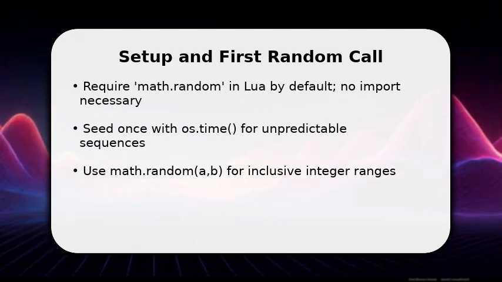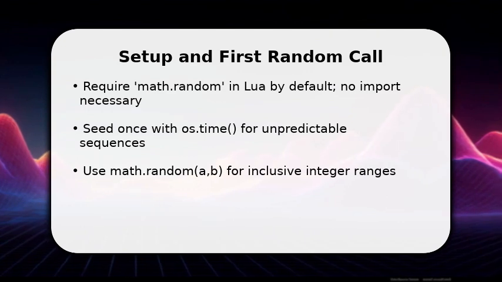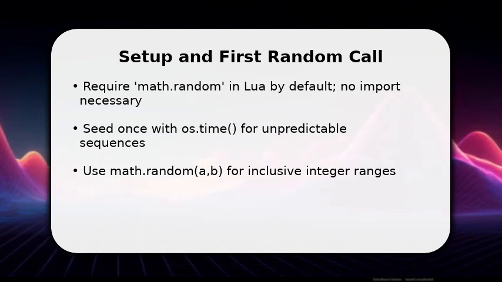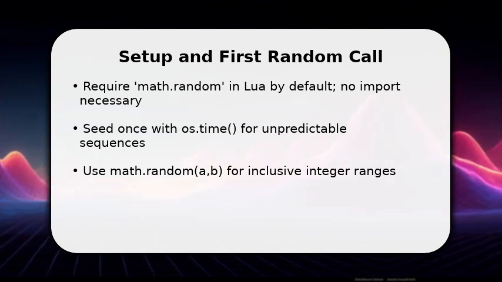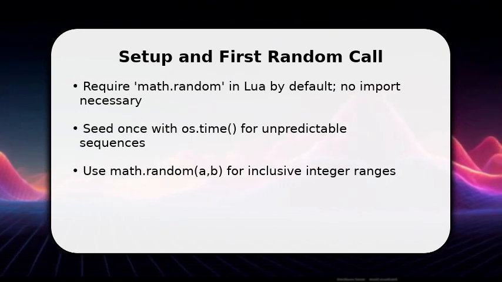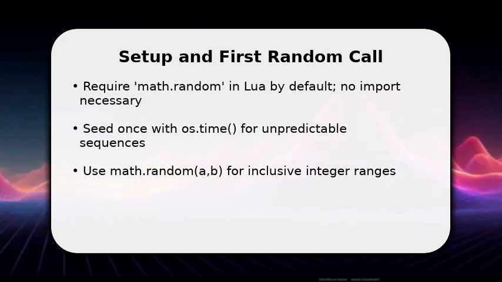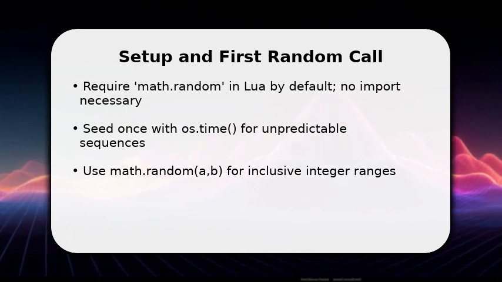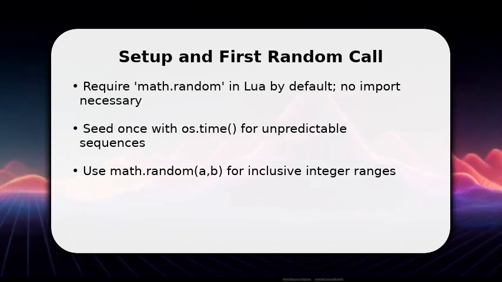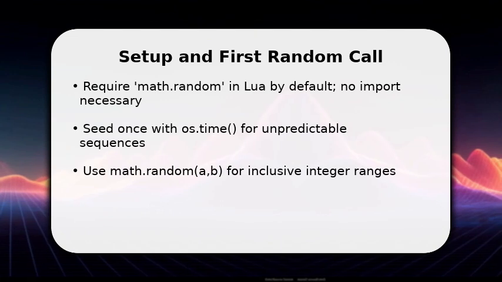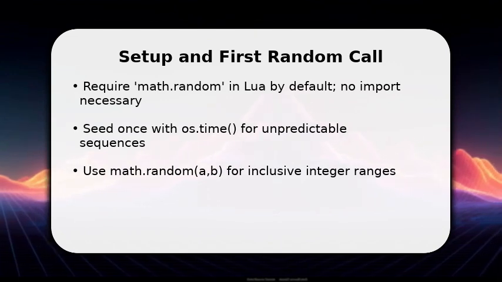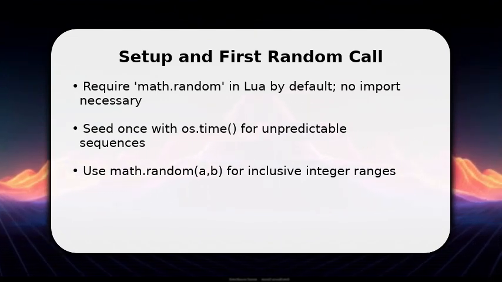Next, use math.random(a, b) when you need an inclusive integer range, for example, math.random(1, 6). This gives a uniform integer between endpoints. Once done, store the random value in a variable, so you can reuse it deterministically within a single frame or function. Once you have basic calls working, decide whether you need floats or integers.